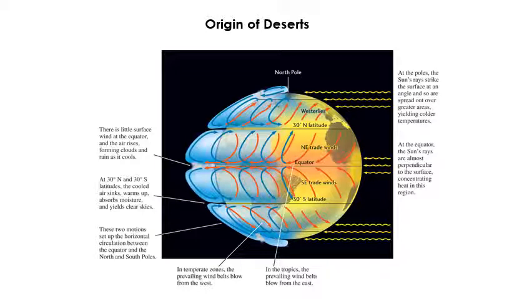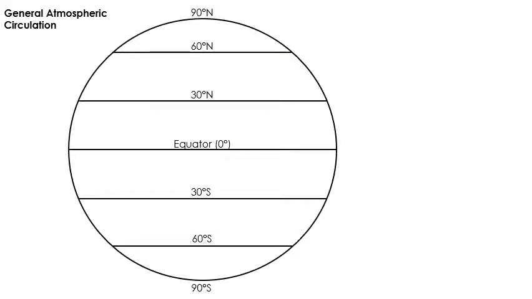Here's a diagram, and there's a similar diagram in your textbook that shows this atmospheric circulation, but the best way to learn it is to draw it. Okay, so you can pause the video now and go get yourself a piece of paper and draw this. So here's the planet, and I've labeled a few key lines of latitude: the equator, 30 degrees, 60 degrees, and 90 degrees north and south.